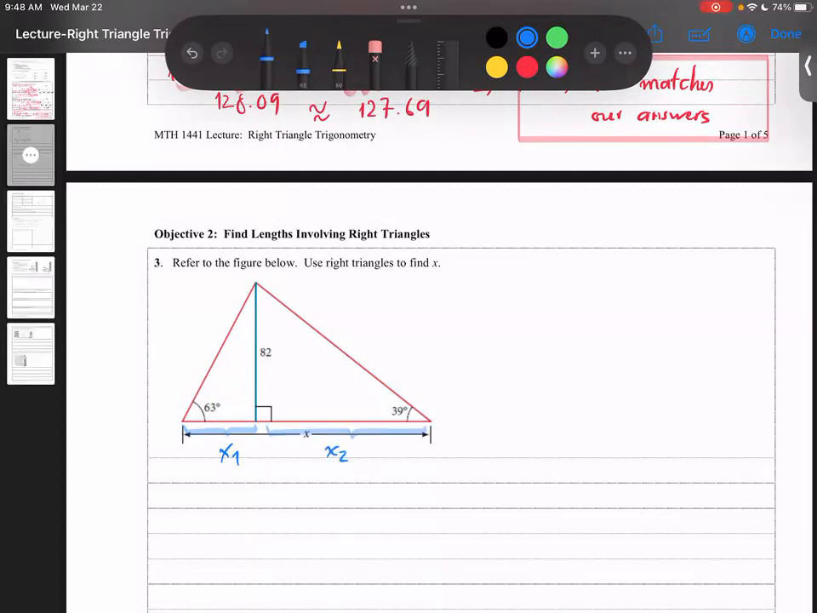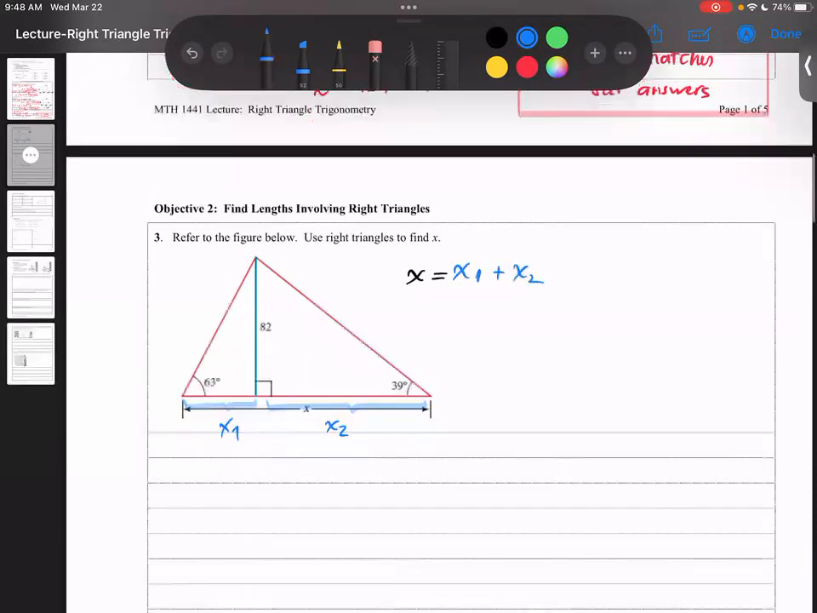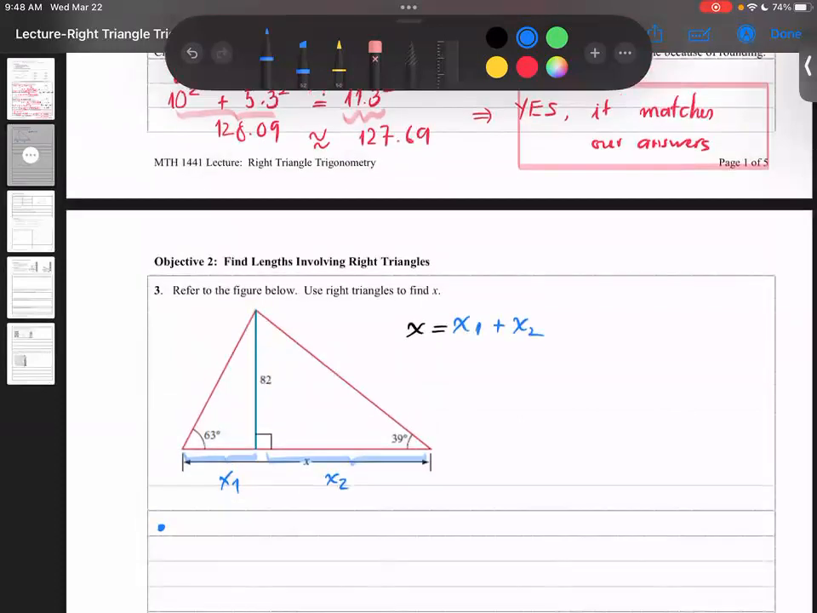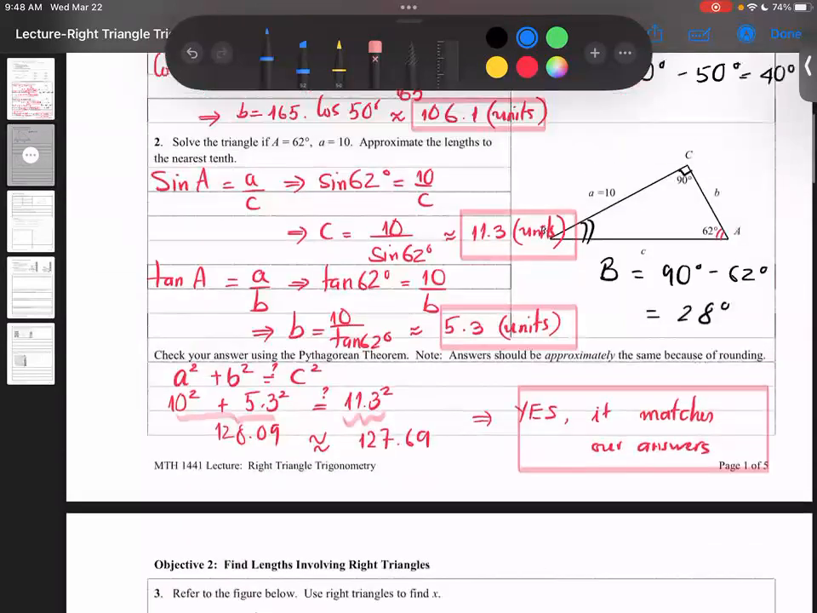Let's find the small one first. So I know my big x is equal to x1 plus x2. Let's find x1 first. What can I use? I'm looking for one of the legs. x1 is one of the legs, right? Leg 1, leg 2, and that is the hypotenuse. You have one of the legs, you have one of the angles, you want to find another leg. What trigonometry are you going to use?